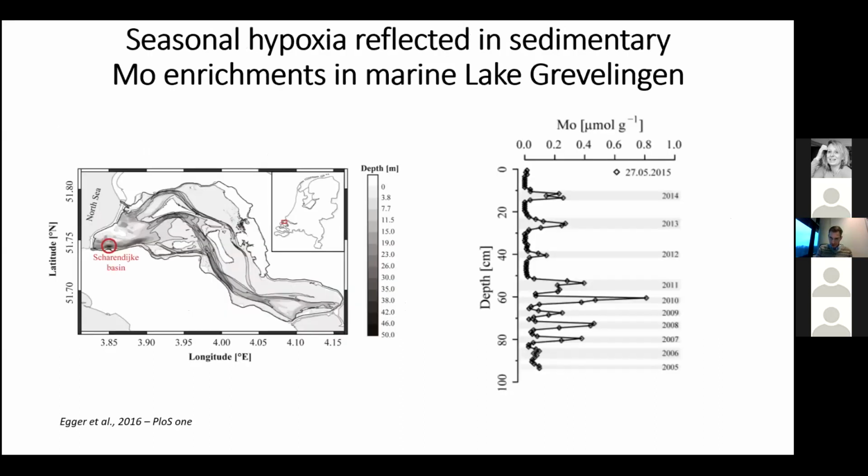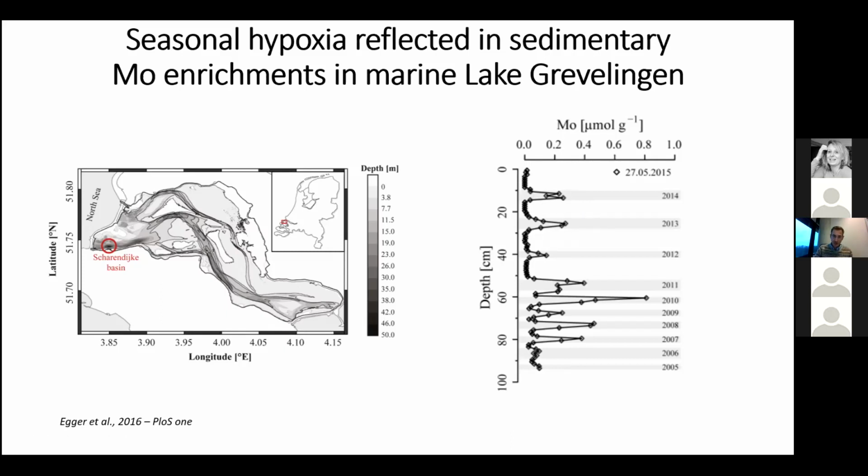Then I want to touch shortly upon a last interesting application of trace metals. So we've been studying this coastal marine lake in the Netherlands. It's called the Lake Gevelingen, and actually in one of the deeper pits, we've been doing all kinds of studies. And actually, very nicely, what we see there is these seasonal molybdenum spikes, and that's actually very nicely showing the deoxygenation in this basin, which is seasonally hypoxic or even euxinic. And we really see these peaks appearing on a yearly basis. So really, this is the summertime of 2014, for instance.